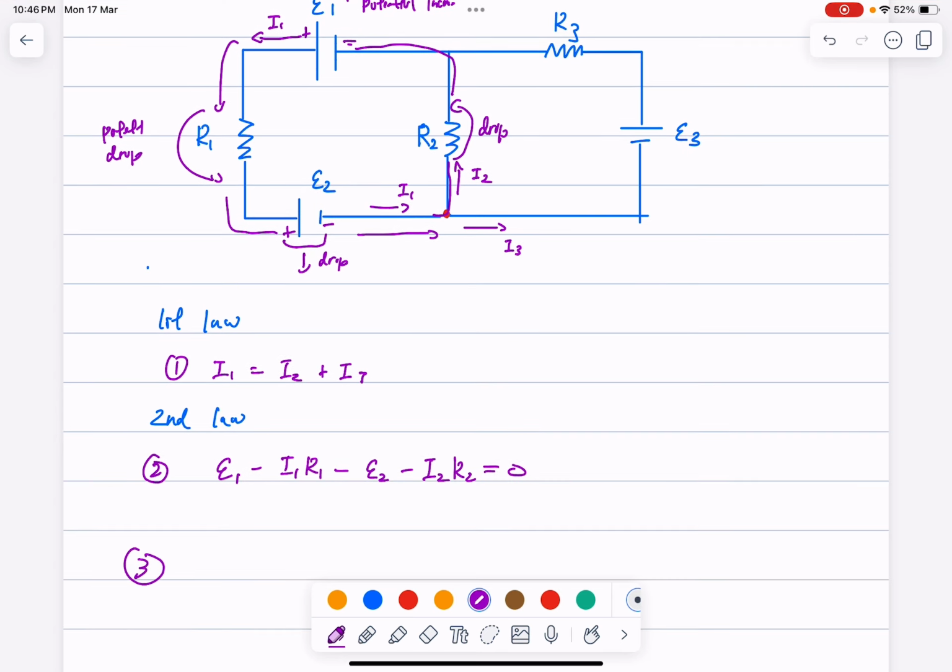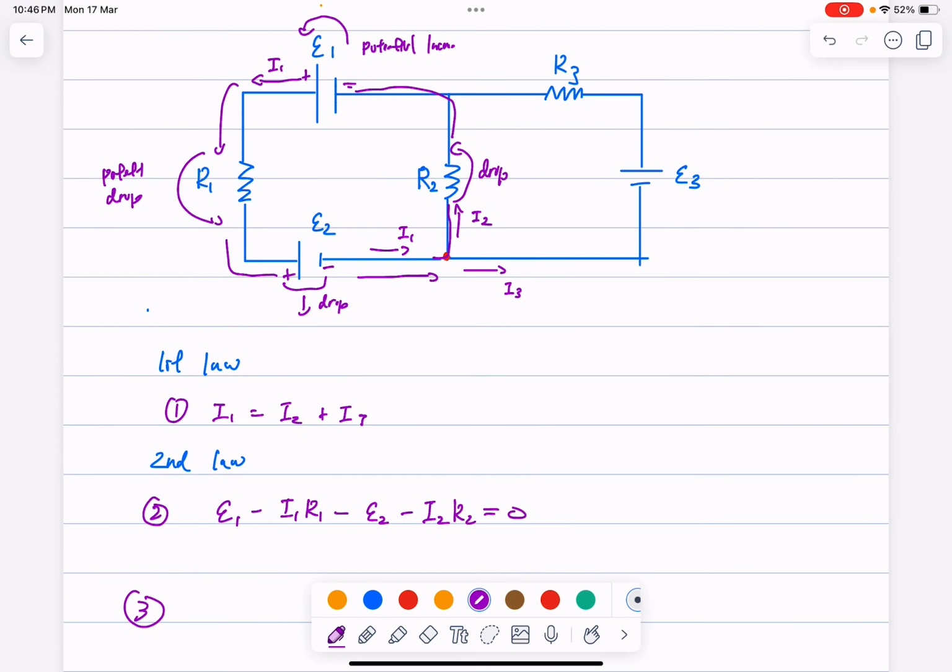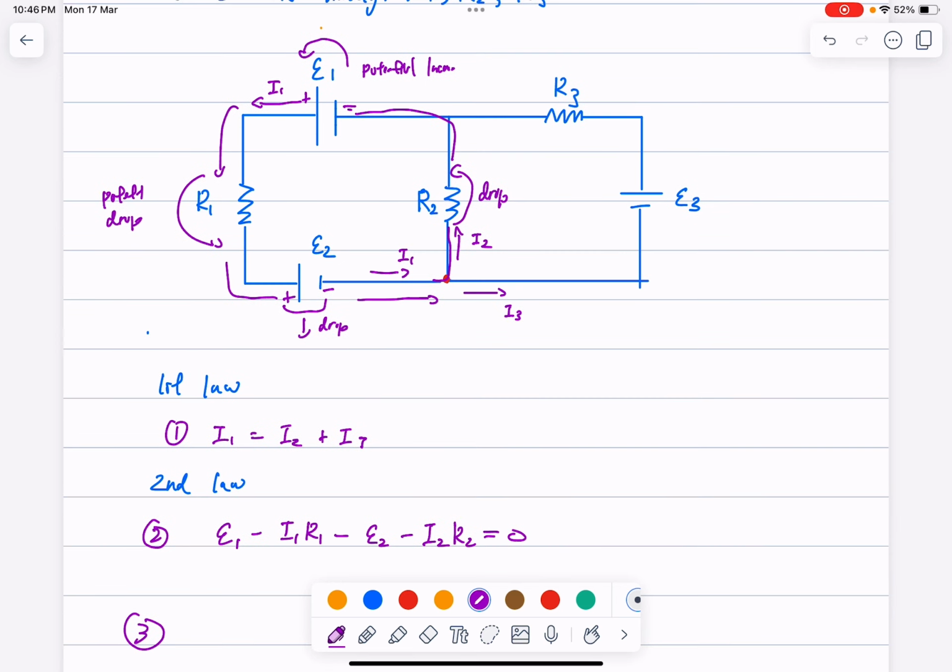And let's get a third equation in. Our third equation, we could use this loop. And let me get some stuff out of the way. Okay, this is I2. All right, so this will be a little tricky. If we look at this loop right here, the current I3 will go from here to here. This is negative, this is positive, so this is a potential increase.